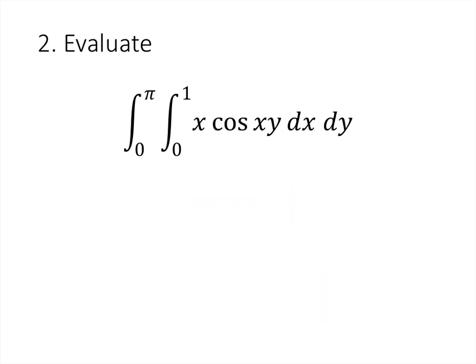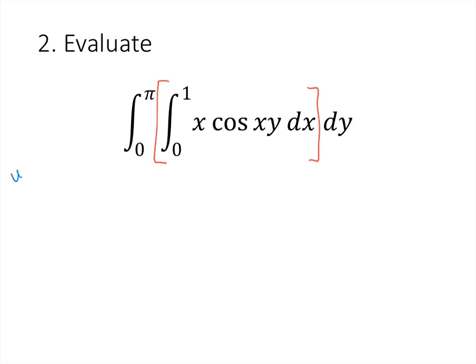Once again, we have an iterated integral, and again, the idea is that we want to evaluate this inner integral with respect to x, and then evaluate the result with respect to y. This time we have to work a little bit harder because we have x times the cosine of xy, and if you remember your techniques of integration, here we're going to need integration by parts.